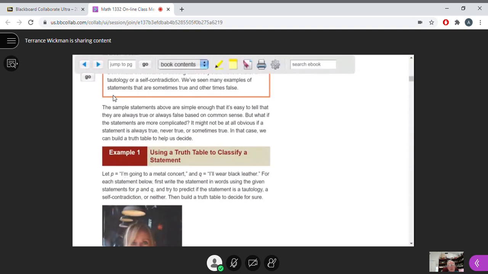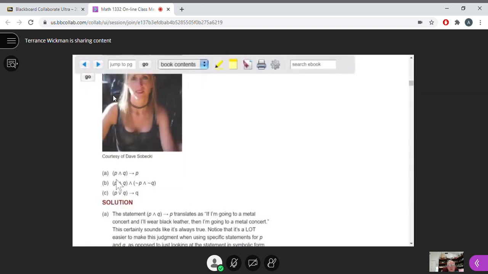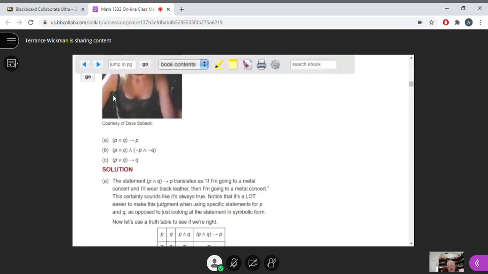P: I'm going to a metal concert, and Q: I'll wear black leather. So see if it's a tautology. Well, P and then Q, that's true. Therefore, P is true. It says, I'm going to a metal concert, assuming that's true, and I'll wear black leather.